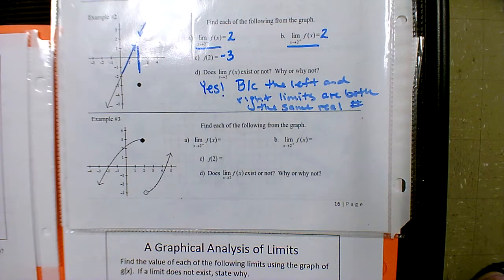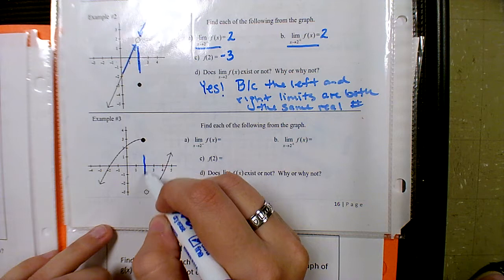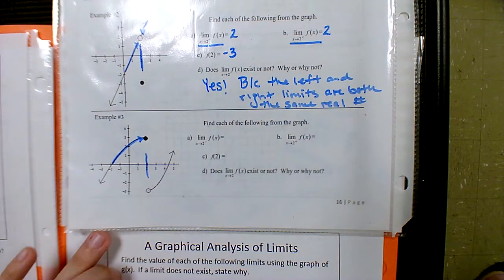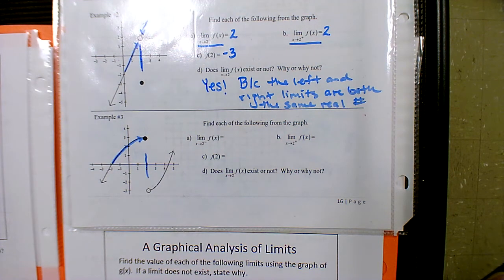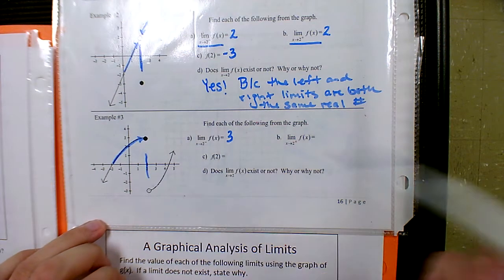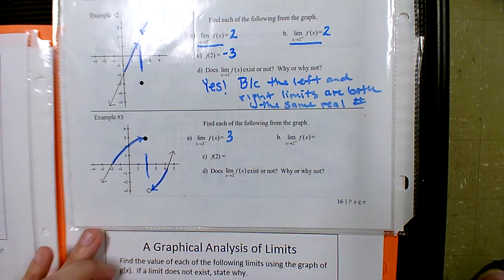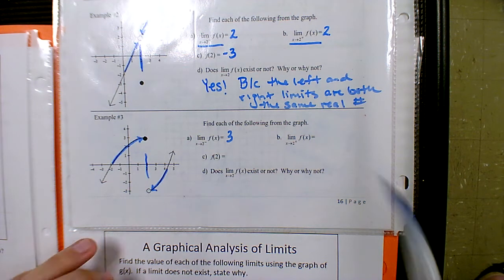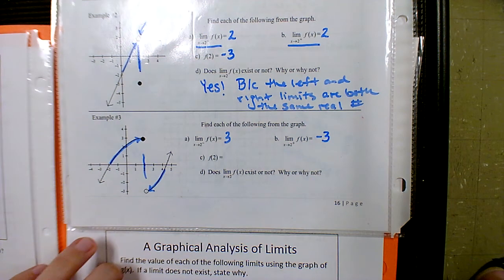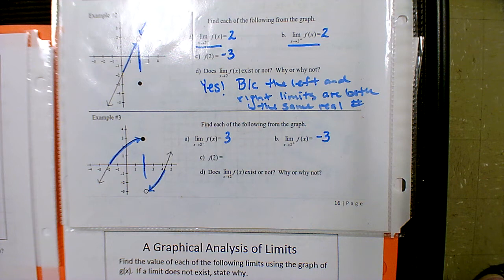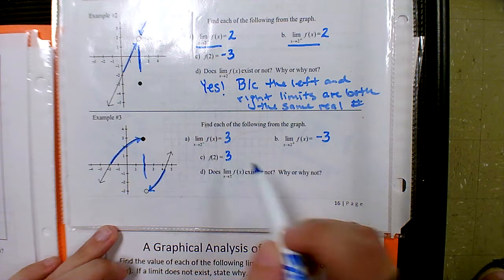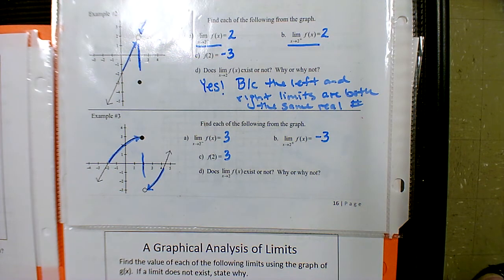Okay, next one. Find each of the following based off the graph. This whole thing is dealing around 2. As we approach 2 from the left, what height are you getting closer and closer to? 3. As you approach 2 from the right, what are you getting closer and closer to? A -3. So maybe you guys can automatically answer part D, right? But before we get there, let's try C. If you were to plug in 2, what height would you have? 3, right? That closed circle. Good.